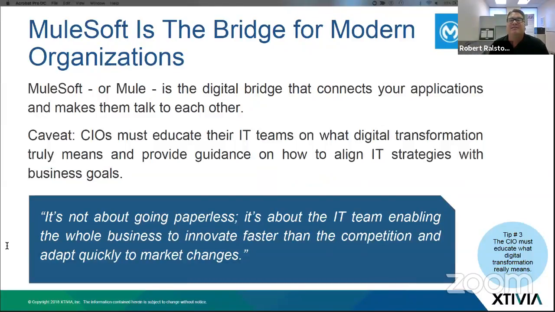The bigger message is that CIOs must teach IT teams what digital transformation really means and provide guidance on how to align IT strategies and investments with business goals and priorities. It's not about going paperless. It's about IT teams enabling the whole business to innovate faster than the competition and adapt quickly to market changes.